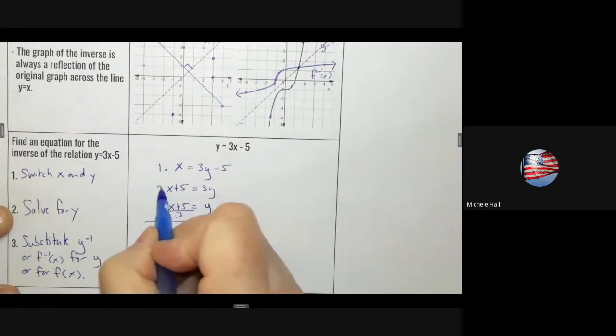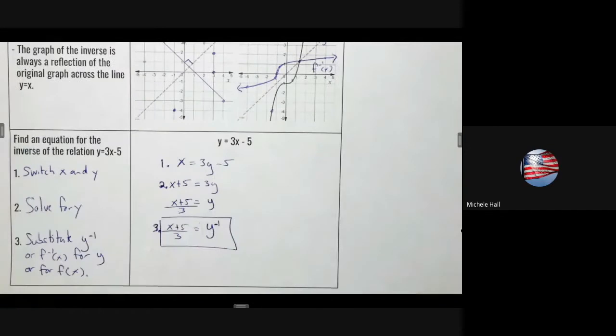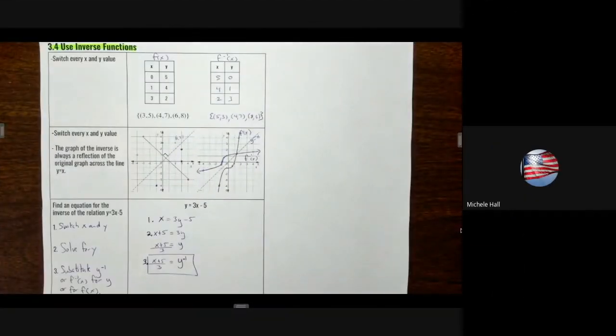Step 2. Step 3. We can find the inverse with ordered pairs, a graph, or an equation.